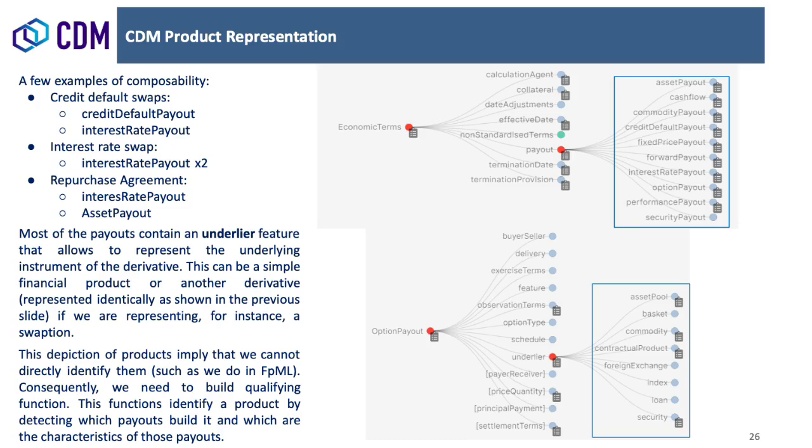This is quite powerful because, as you can imagine, once you have product classification, you can do reporting, you can do margin calculations based on the risk of the product, and so on and so on. And the whole point about this is standardizing the representation and the classification of these products.